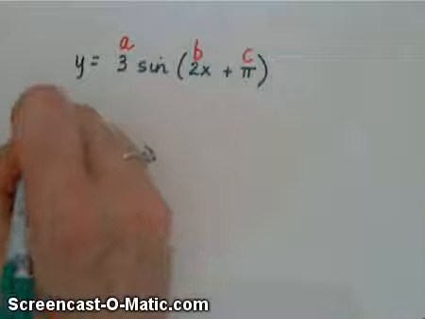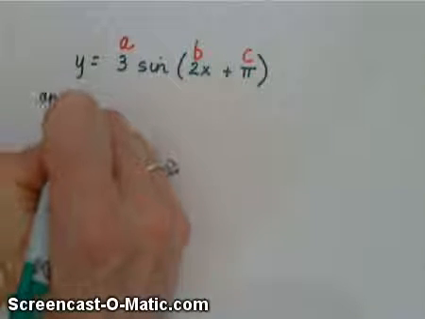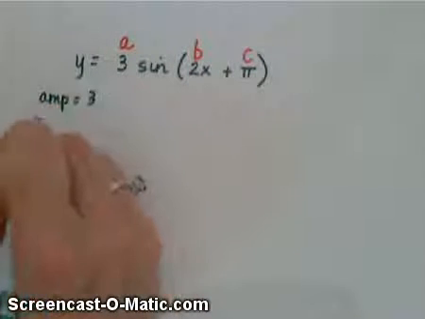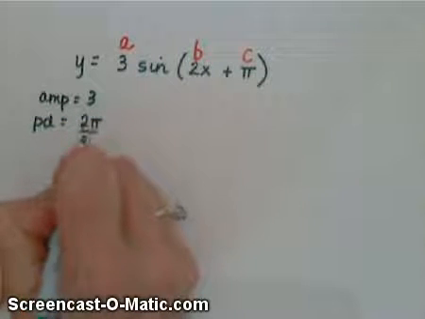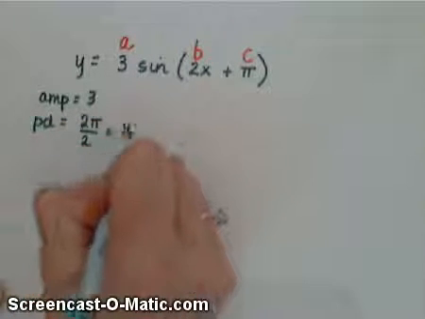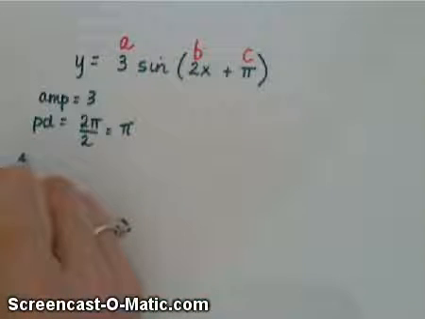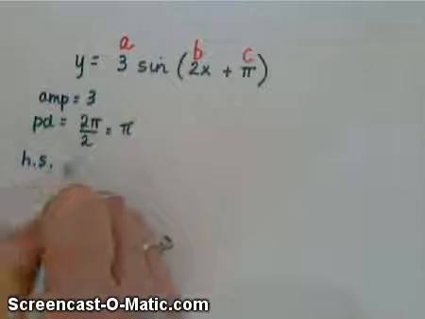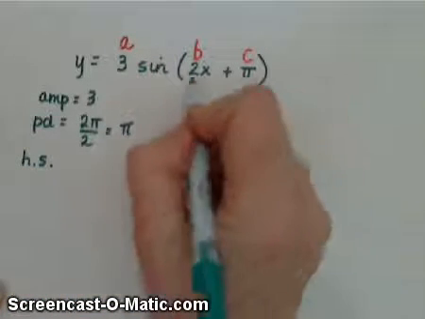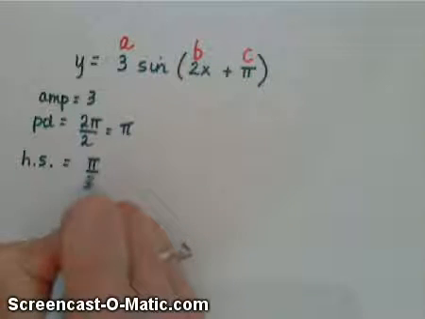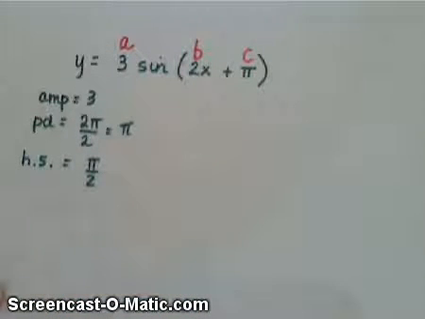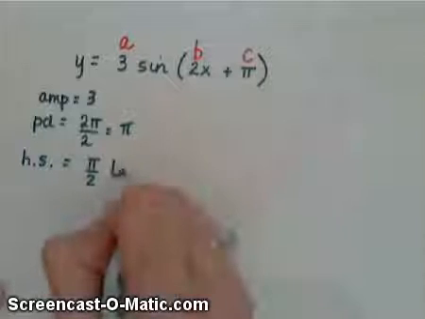Now let's write our information down. Our amplitude is 3. Our period is 2 pi divided by B, which is 2. So our normal period is pi. And our horizontal shift is pi C over B, which is pi over 2. And let's go ahead and put a direction on that. It says plus, so we're going to go left.